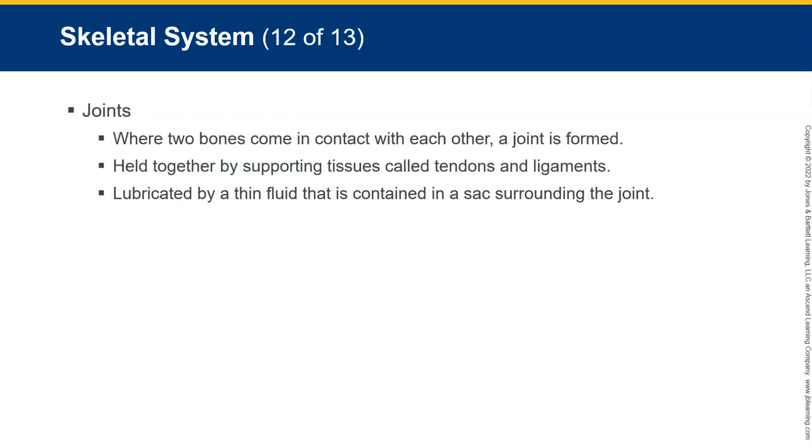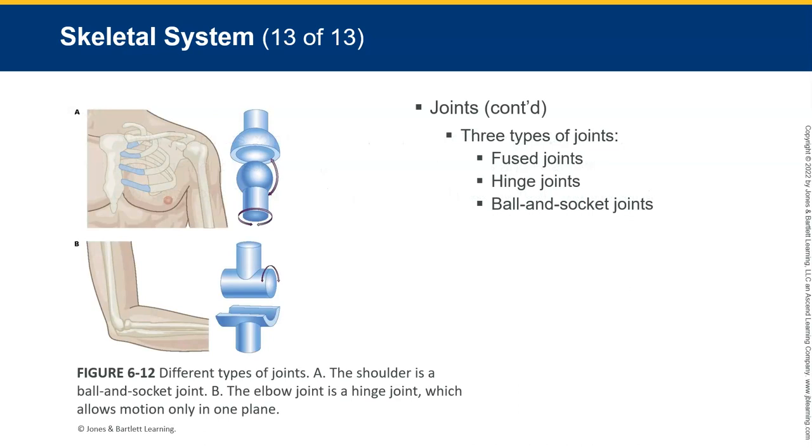Now joints, a couple of different joints that we'll talk about. These joints are where two bones come in contact with each other. That's where a joint is formed. So they're held together by supporting tissues called tendons and ligaments, and they're lubricated by a thin fluid that's contained in a sac that's surrounding the joint. So here's a couple of different joints that we may run into. So there's three types of joints.